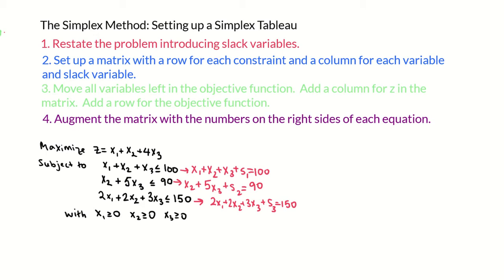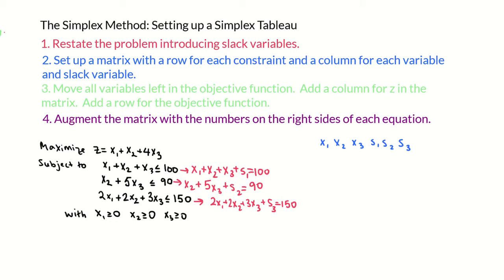Okay, so now we want to set up a matrix with a row for each of those three constraints that we have, and a column for each variable, and also a column for each slack variable. So that means we're going to have right now 3 rows and 6 columns in this matrix. So the columns will be x1, x2, x3, s1, s2, s3. This isn't part of the matrix, this is just labels for the outside.